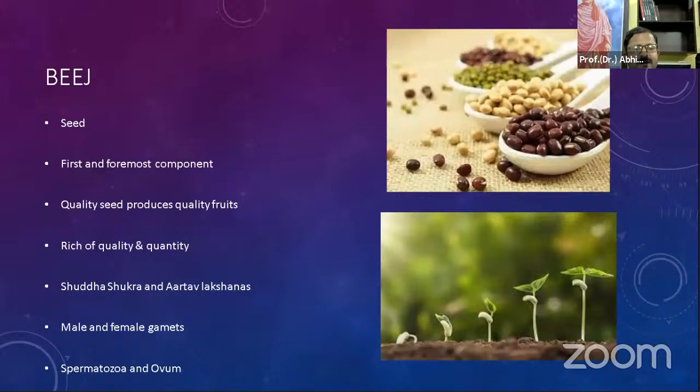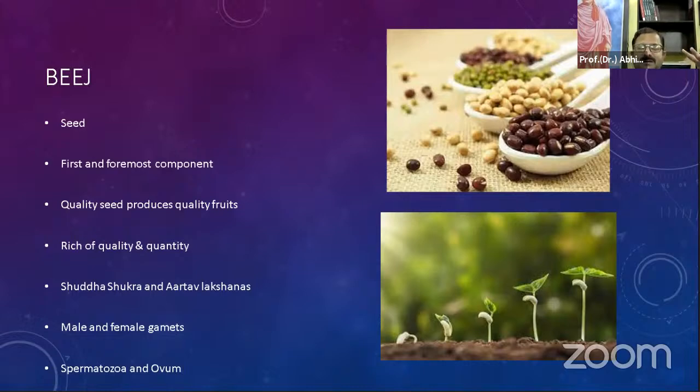factor, key factor, or we can say ingredient, component or element, which is needed for development of the fetus, is the Bija. Okay, so Bija is nothing but the seed. You know that seed is a very important factor. Okay, so again, I am emphasizing the presence of all. Not only Beeja should be there, not only Kala should be there, not only Ambu is there.